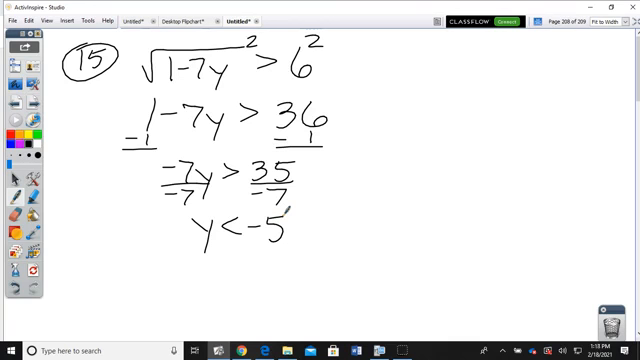So, again, ask yourself, is there any number less than negative 5 that would make this square root negative? And there is not. So that is my final answer: y is less than negative 5. What I mean by that is, no matter what, y is always going to be negative if it's less than negative 5. And if you plug in a negative for y, you're always going to get a positive, because negative times a negative is a positive. So there's no chance of the square root being of a negative number. You'll always be taking the square root of a positive number there.